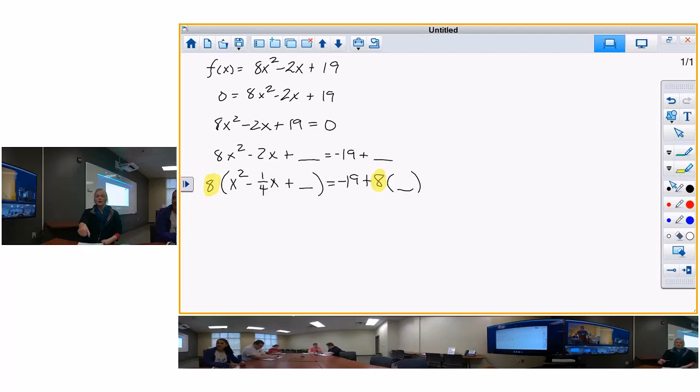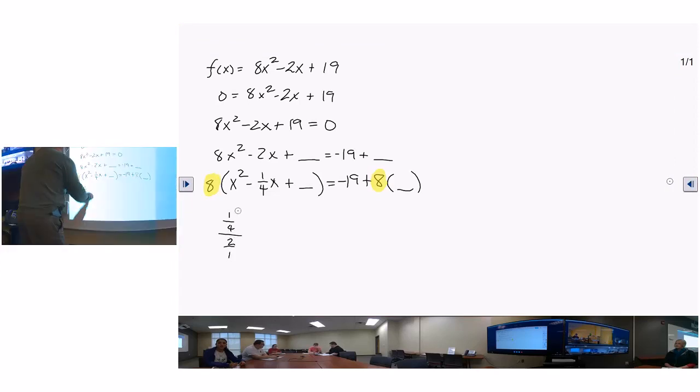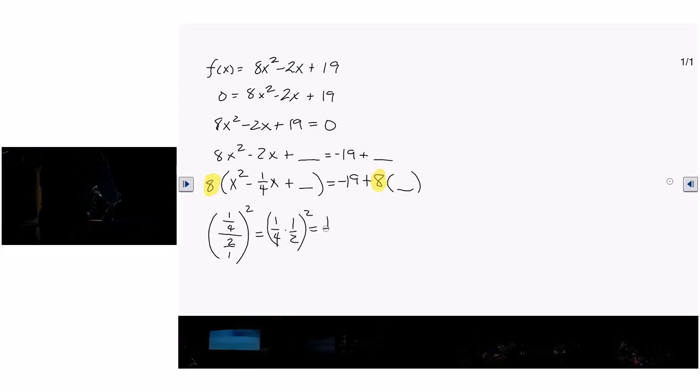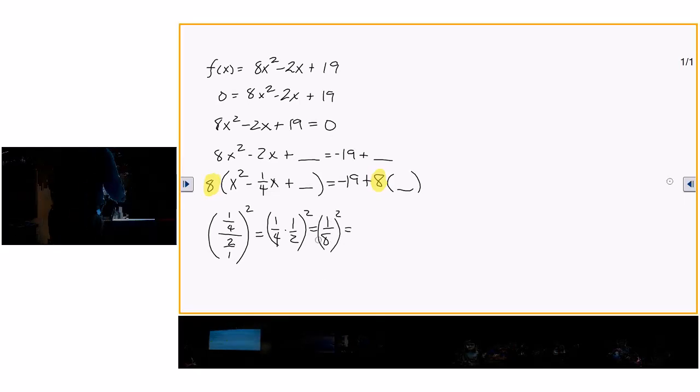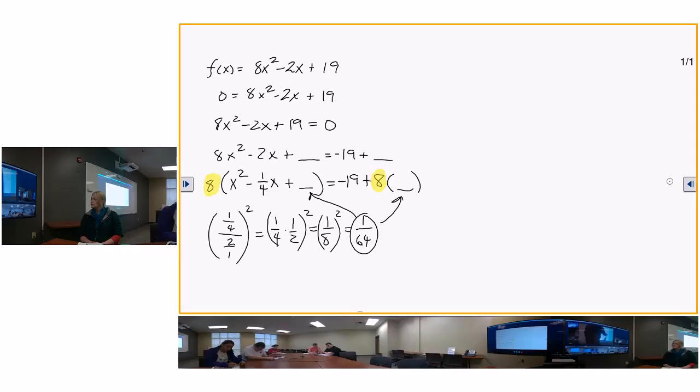From here, start. All right, so 1/4 divided by 2 over 1, squared, is equal to 1/4 multiplied by 1/2 squared, and that's 1/8 multiplied by itself. You might want to put 1 times 1 in your calculator. It says 1. Why does it say that? Okay, so 1 over 64.